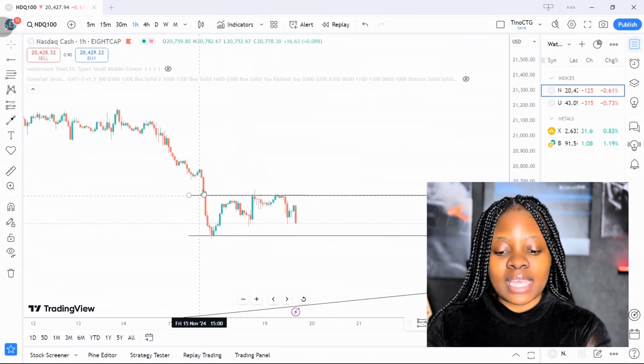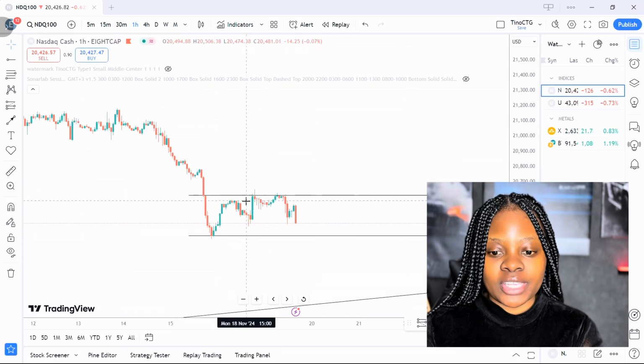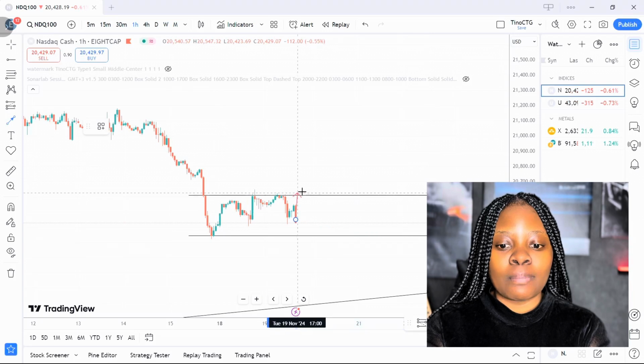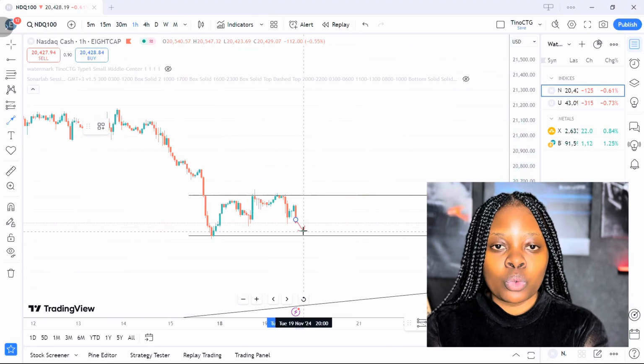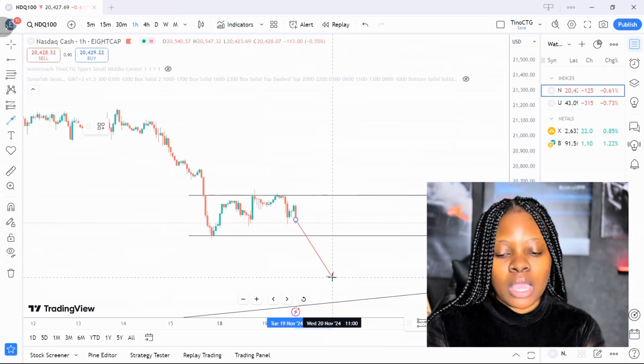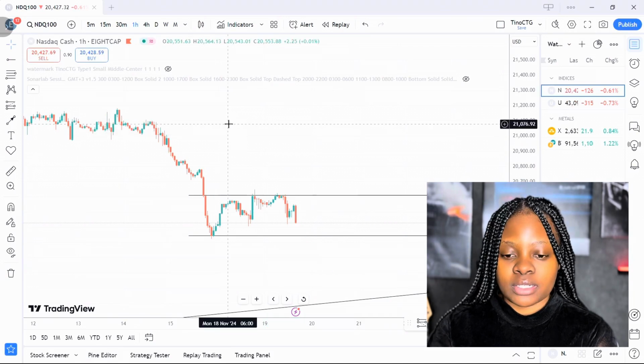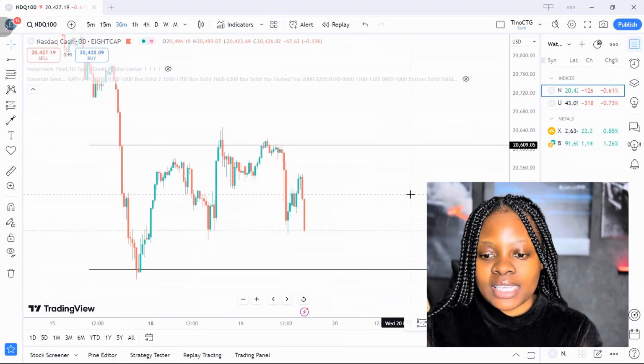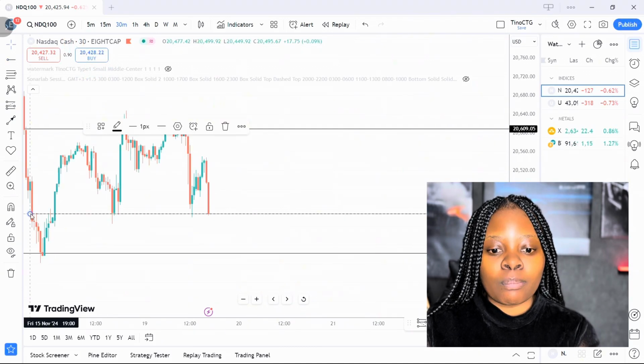We can clearly see that the sellers were in control of this market, and then they started forming a little range which can continue and then eventually push up to the top or push down to that trend line that we were talking about. But we are not interested in all of that. We are going to go on ahead and drop the time frame to the 30-minute time frame and see if we can get a really good point of interest.